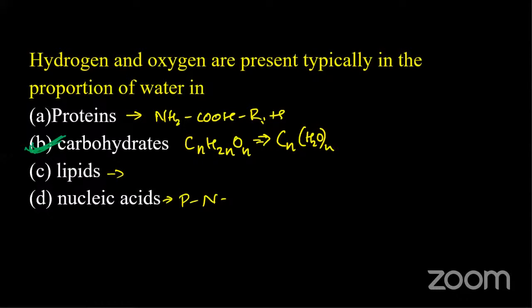What is the meaning of the question? The meaning of the question is that hydrogen and oxygen are present typically in the proportion of water. They are asking in which kind of molecule the hydrogen and oxygen composition is typically related to water. That means if you check here, H2O, right, the proportions are there. The proportion of hydrogen and oxygen is almost similar to water. That's what they're asking.